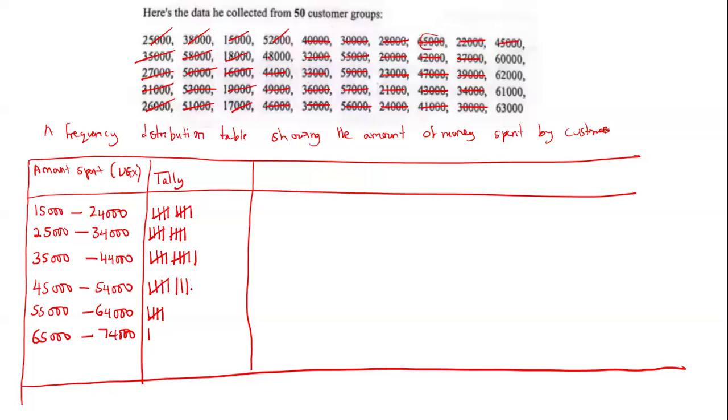45. So that's how you do your tallying. 60 is here. 62 is here. 61 is here. And then last, 63, which is also here. So complete yours, and then we see whether we have the same.